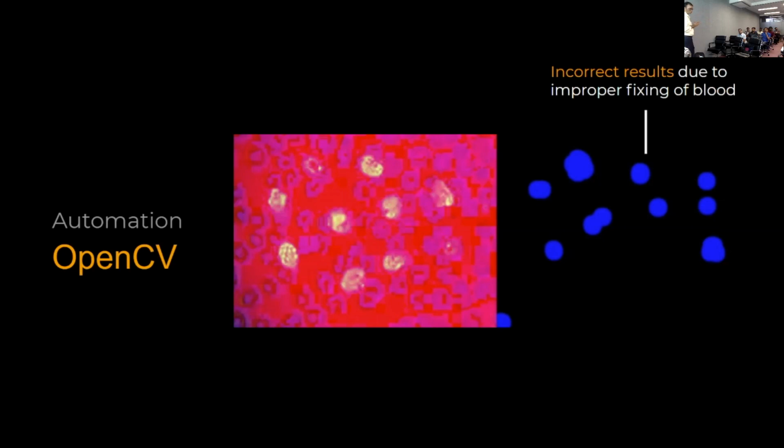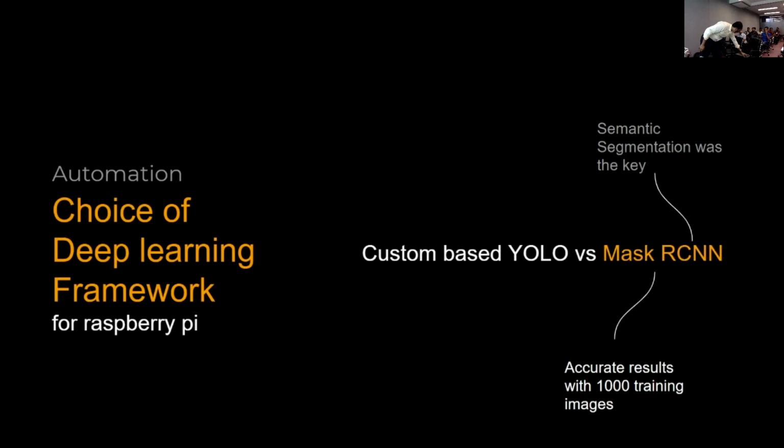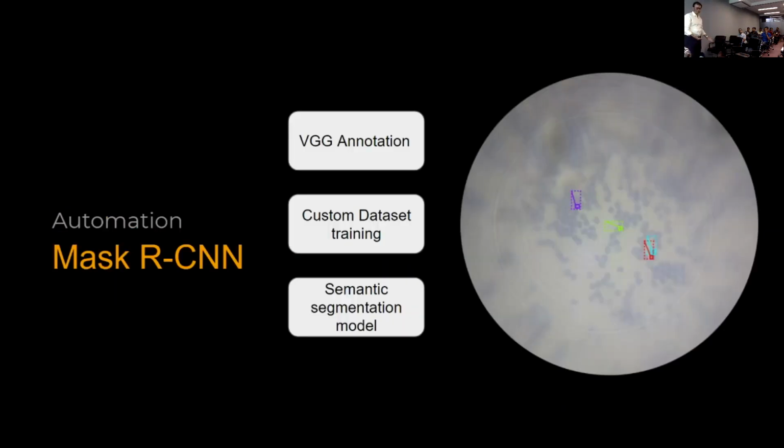Hey, Krishna, great presentation. I have a question. How did you collect data and how did you annotate it? Okay, so we used the VGG annotation tool. The way we collected data is from the product that we made. We took images with the phone and edited them.